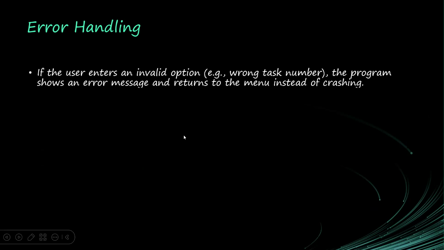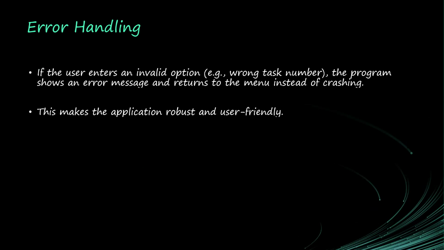We also need to handle some errors. If the user enters an invalid option, like a wrong task number, the program shows an error message and returns to the main menu instead of crashing. You always have to check for errors in your application. You have to be mindful of errors because users will give you errors. This makes the application robust and user friendly.